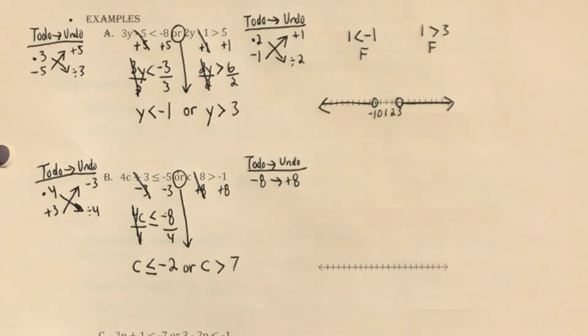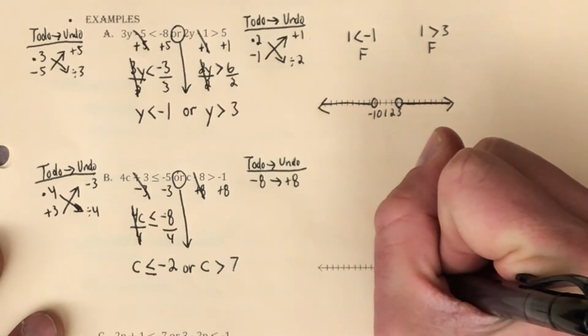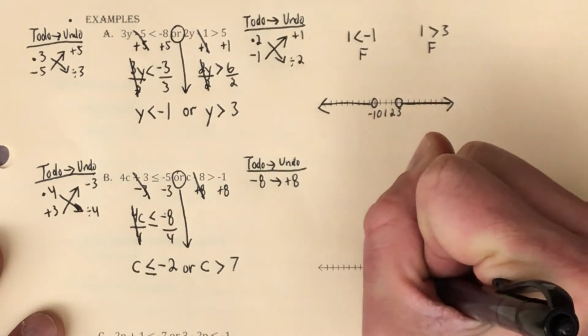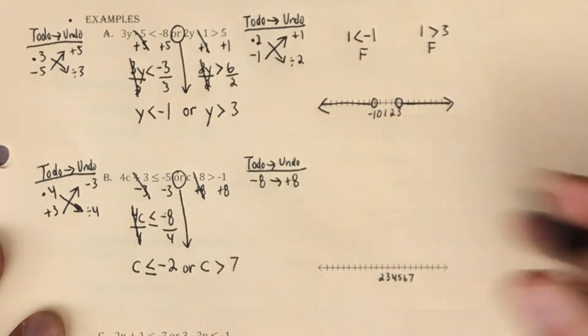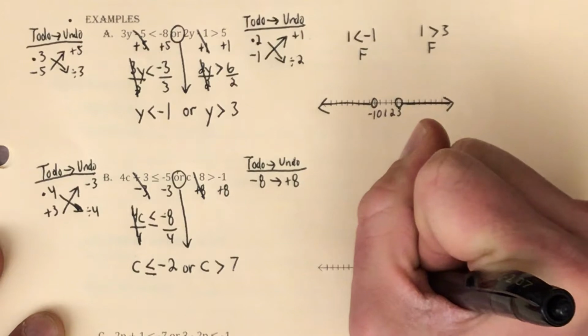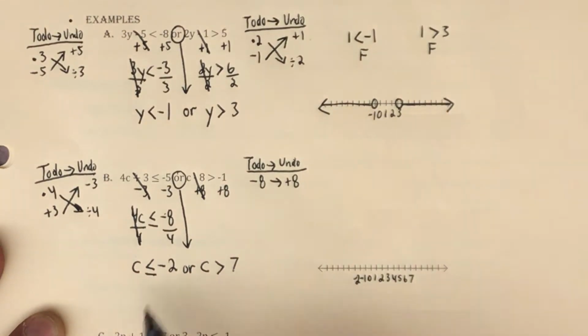So now I need to go and graph this. So I'm going to start with a number kind of in between. We'll say 2, and I'm going to count by 1. So 3, 4, 5, 6, 7. 1, 0, negative 1, negative 2. There we go. I've got negative 2 and I've got 7 on my graph. So now I can go in and graph this.